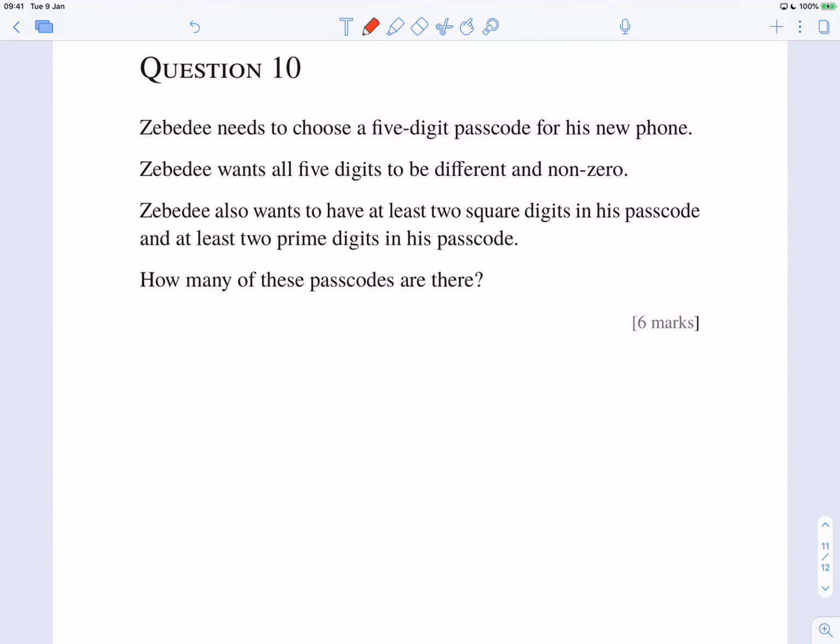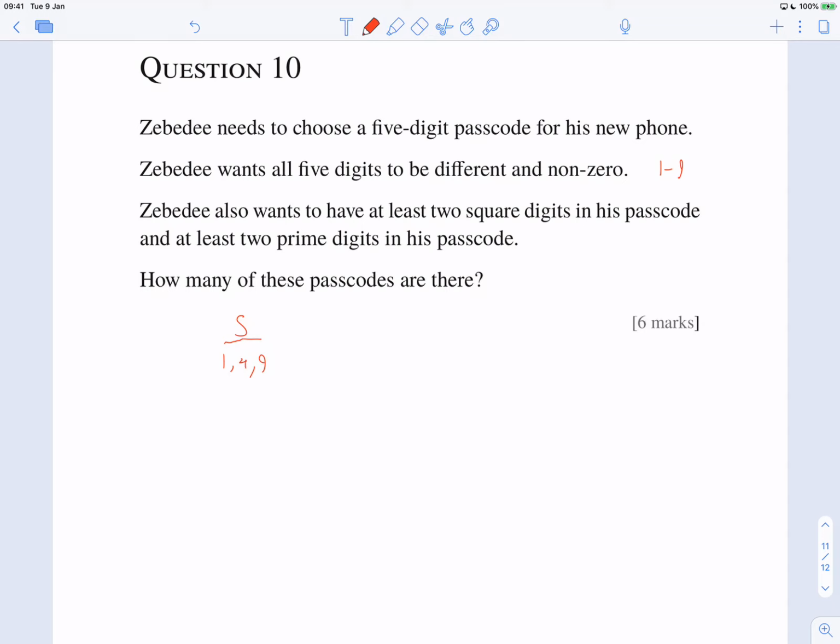Right, question 10. Zebedee needs to choose a 5-digit passcode for his new phone. Zebedee wants all 5 digits to be different and non-zero. Okay, so all the numbers 1 to 9. Zebedee also wants to have at least 2 squared digits. Okay, so S for square, we've got 1, 4 and 9.